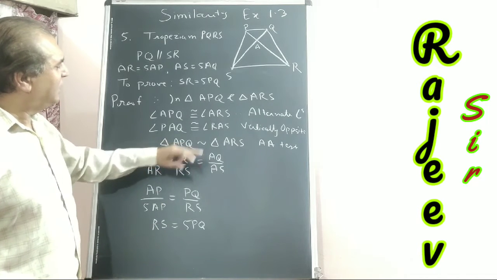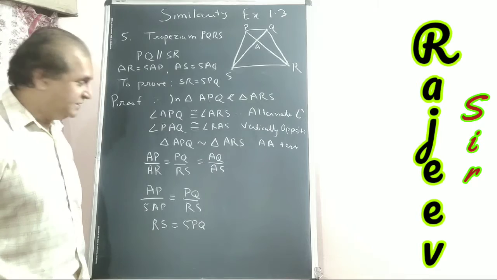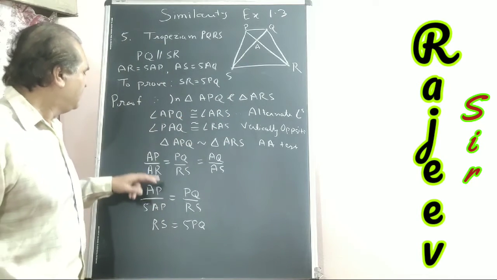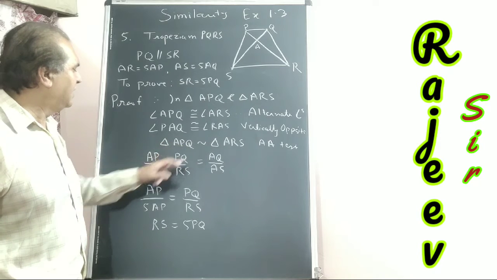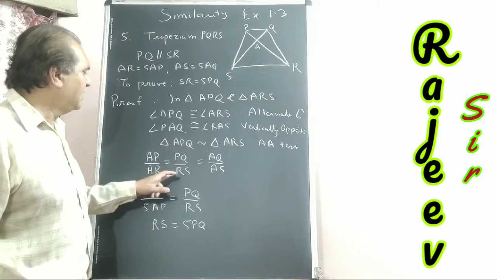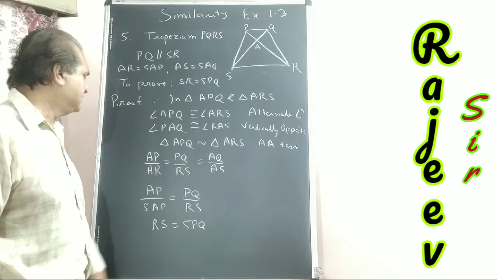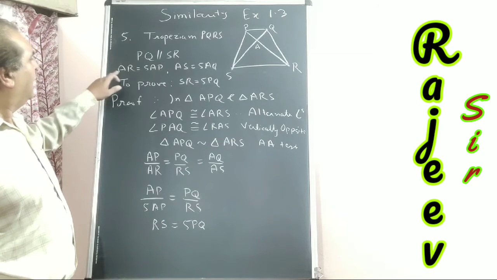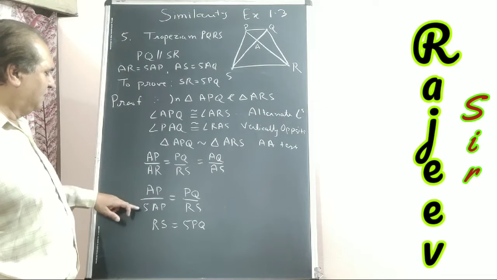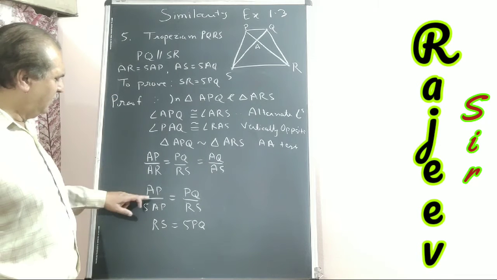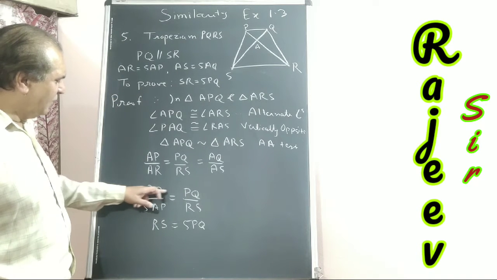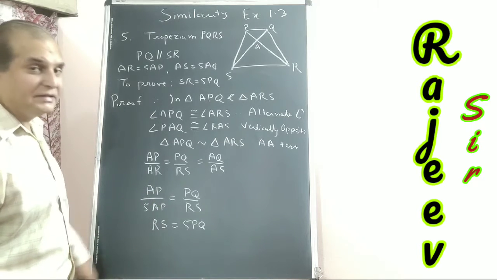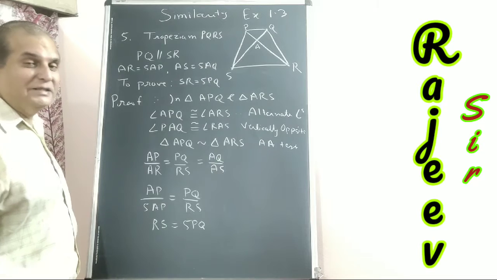Triangle APQ is similar to triangle ARS by AA test. Now just take the ratio: AP upon AR equal to PQ upon RS equal to AQ upon AS. Now AP upon AR is AP upon 5 AP, this is given only. So 1 upon 5 equals PQ upon RS. Just cross multiply. RS equals 5 PQ. Hence proved.